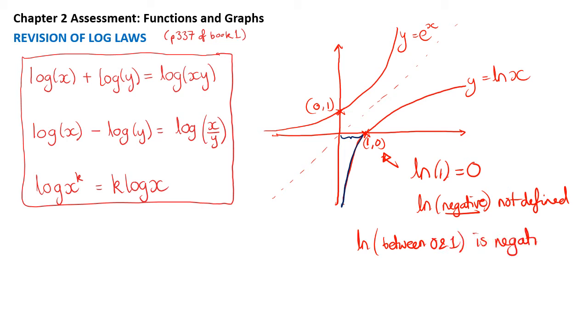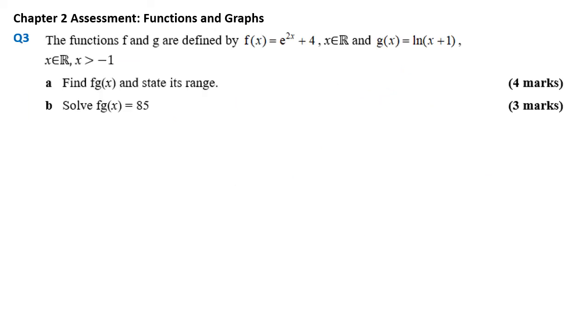And when you solve inequalities with ln, obviously it's important to know if you're multiplying or dividing by a negative. If your ln is, say, ln of a half, then you know that that's going to be a negative value, and so on. Okay, so back to the question.